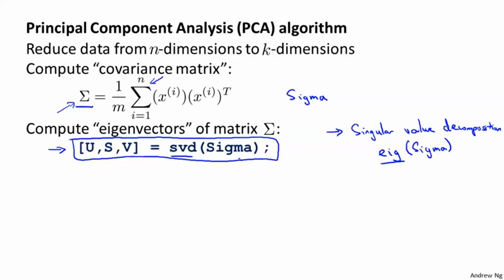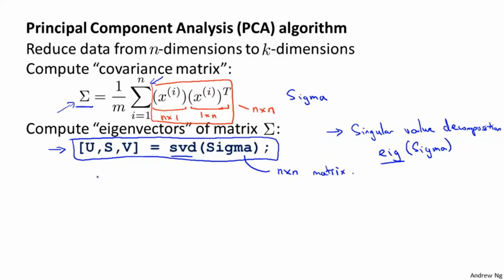So just to fill in some more details, this covariance matrix sigma will be an n by n matrix. One way to see that is if you look at the definition, xi is an n by 1 vector, and xi transpose is 1 by n, and so the product of these two things is going to be an n by n matrix. And when you add up a bunch of these, you still have an n by n matrix.